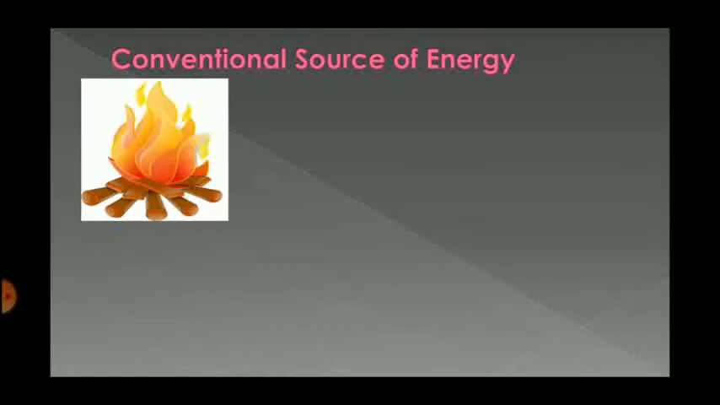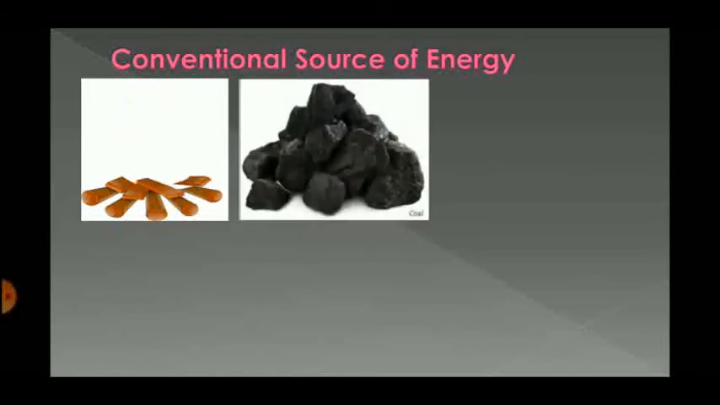It is widely used for cooking, and almost 50% of the energy used by the villagers comes from firewood. Now, when we talk about coal, coal is also known as the buried sunshine, as it is formed when, millions of years ago, giant ferns and swamps got buried under the layers of the earth. Coal is the most abundantly found fossil fuel.